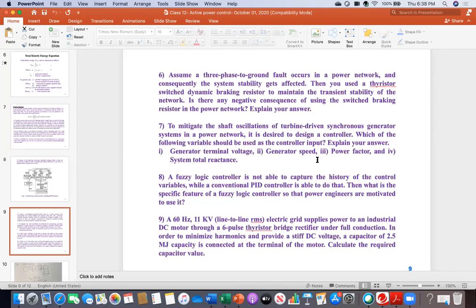I think generator speed. Yeah, generator Generator speed, right? and system total reactance. Yeah, And the last one.